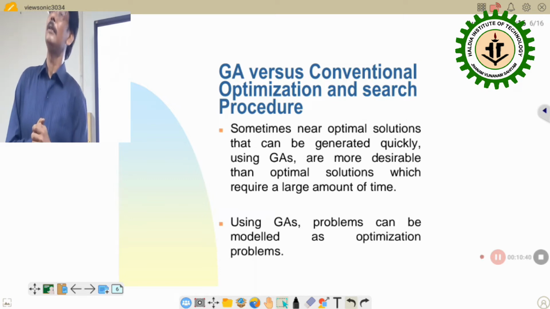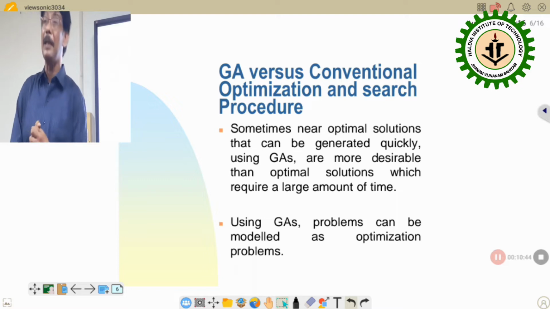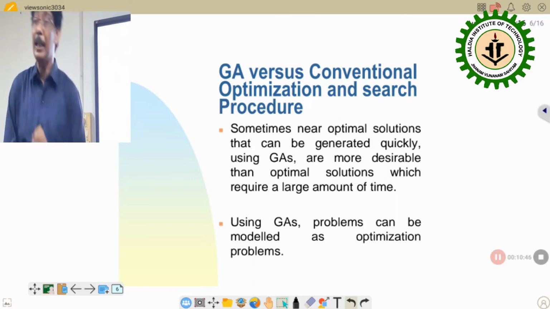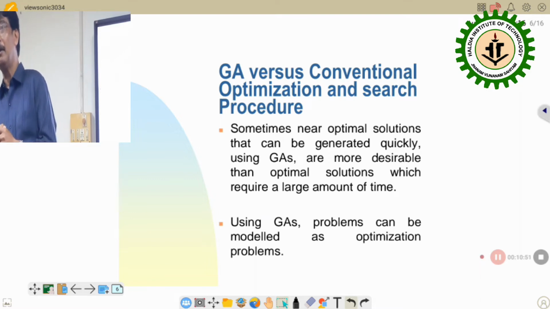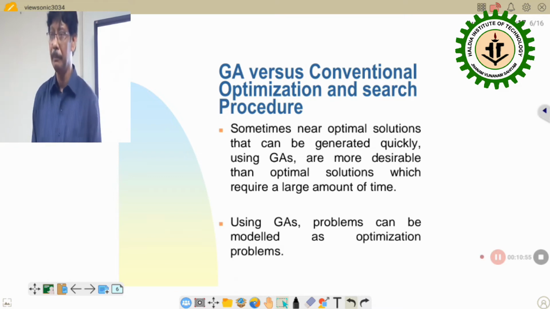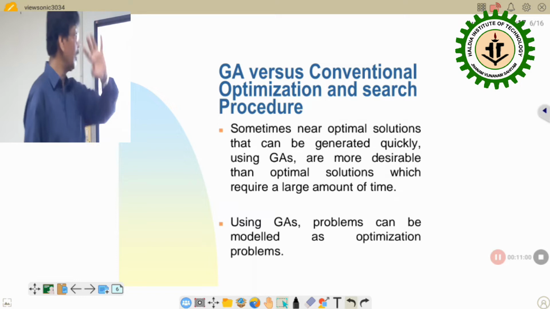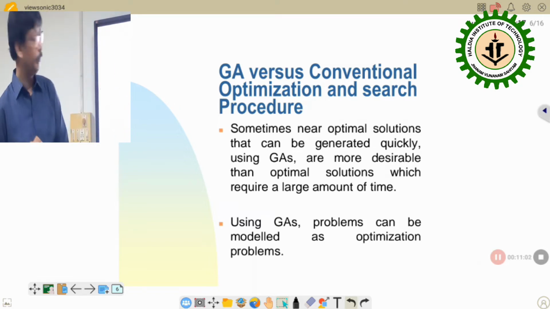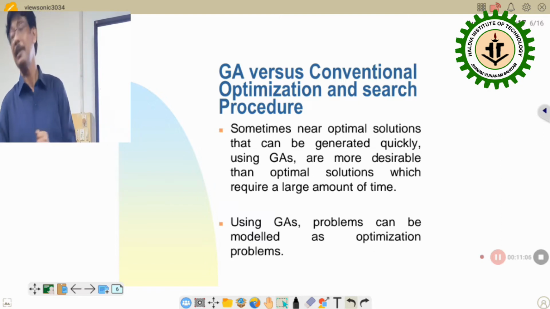It will not only reduce your time complexity, but at the same time it will give a good solution. It may not be 100% optimal, but the solution you are getting for the reduction of time may be accepted in some engineering problems. So that is desirable over an optimal solution which requires a large amount of time. Now the next point is that using GA, problems can be modeled as optimization problems. So GA is a searching algorithm which is mainly used for optimization problems.